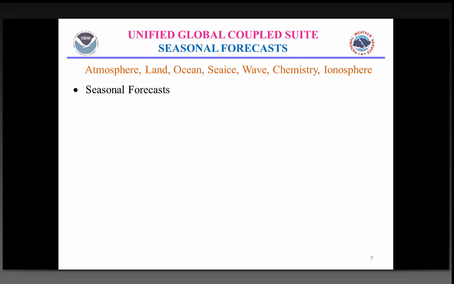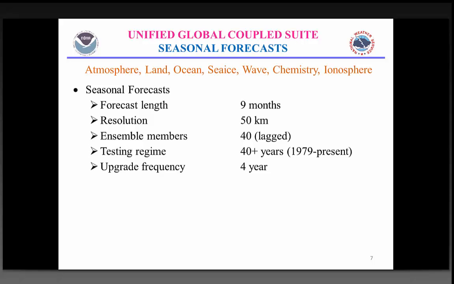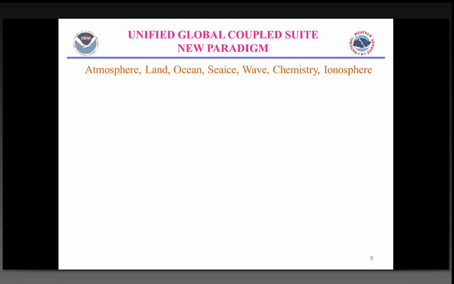And finally, for the seasonal forecast, maybe going out 9 months, which we do presently, but if there are requirements, we may go out to a year or even 15 months. The resolution out to 50 kilometers. Right now, we are at 100 kilometers. And the ensemble members may be 40. And the reanalysis regime would probably have to go back to 1979. And the upgrade frequency probably 4 years. Again, nothing's cast in stone. This is just the initial projection.